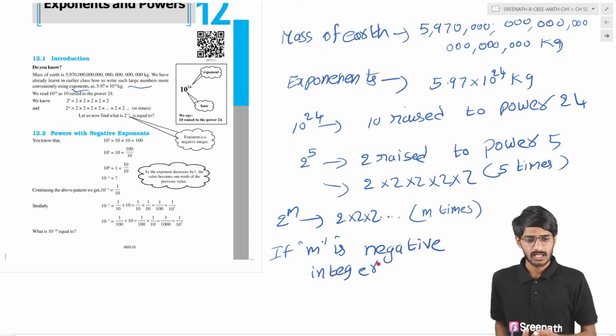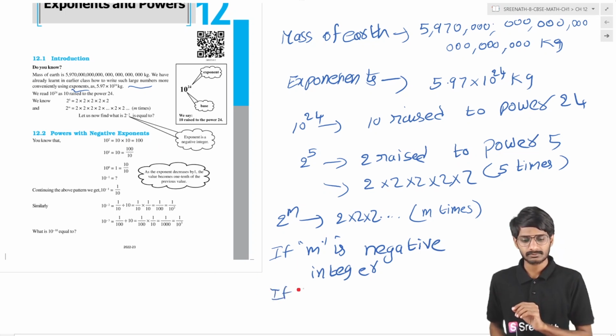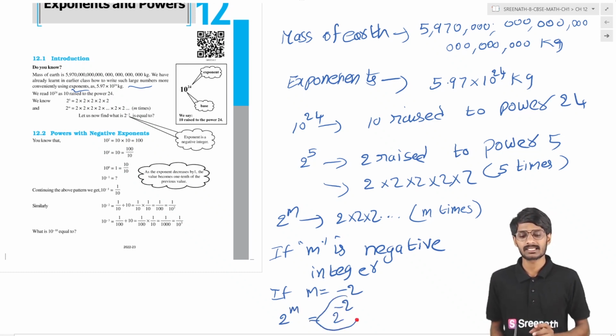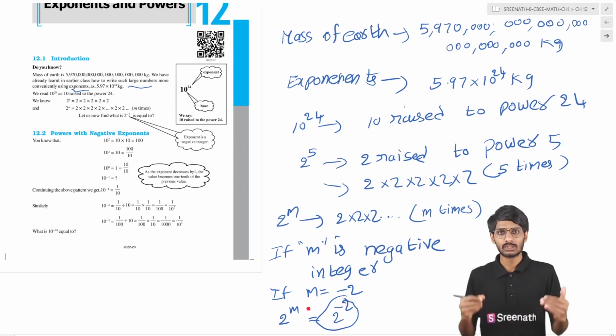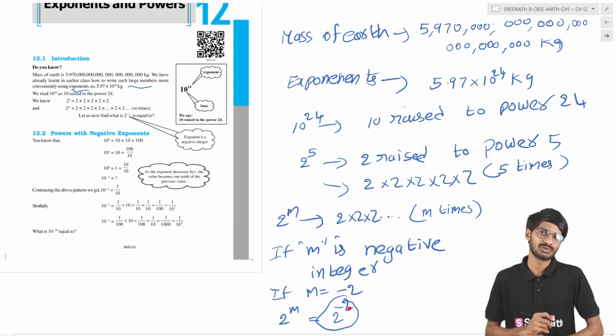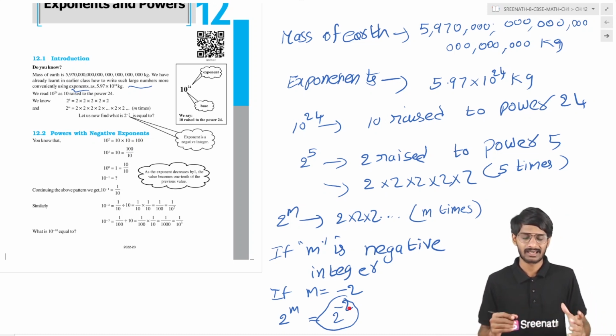What happens, students? Now we'll start with a very small letter. Suppose m is equal to minus 2, then what happens? 2 power m is equal to 2 power minus 2. Then in this case, how will we solve it, or what is the value of this 2 power minus 2? That's what we are going to learn now, students.